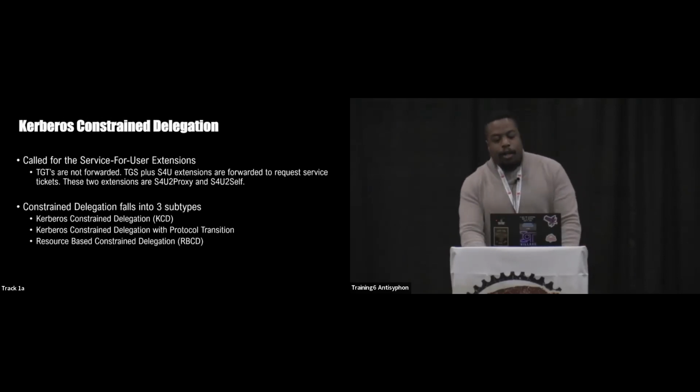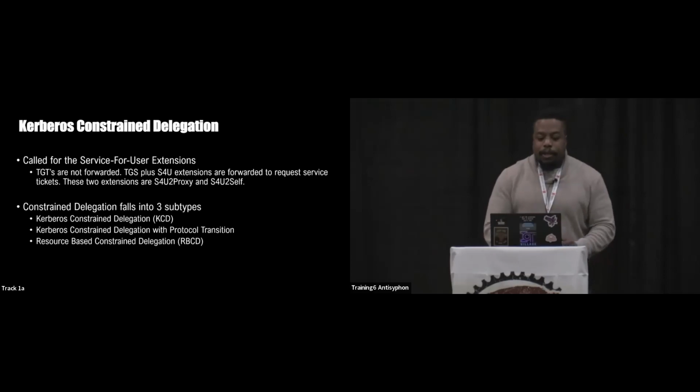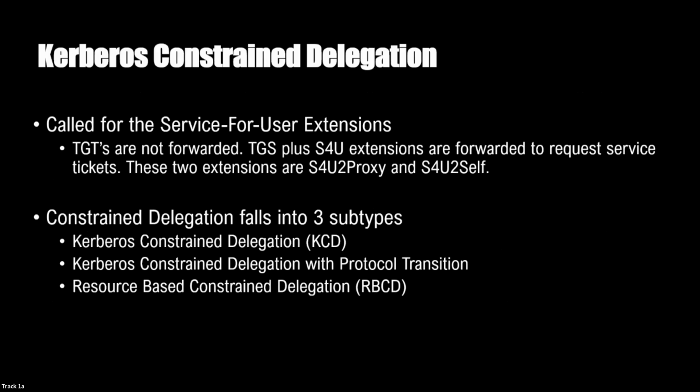All right, so let's get over to constrained delegation. Unconstrained delegation came out with Windows Server 2000. Microsoft immediately saw the dangers in that, and so constrained delegation came out with Server 2003. Then in Server 2012, Microsoft actually created these new extensions called S4U, known as Service for User.